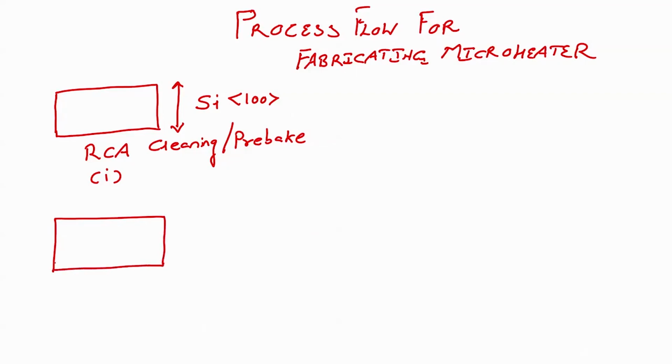Step 2 is I will grow silicon dioxide on the silicon. Step number 2. Okay, step 3. What is step 3?